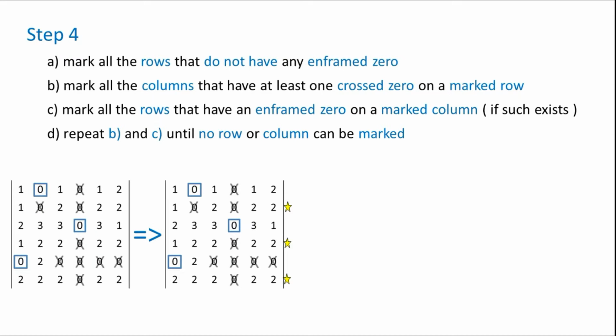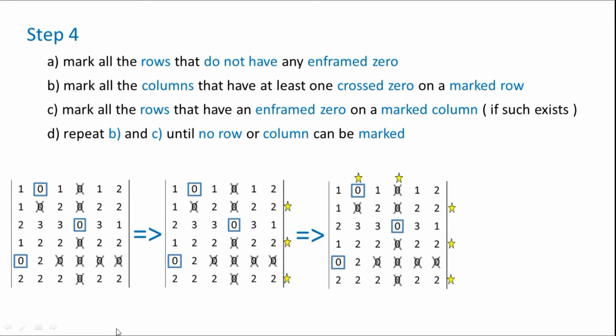Here we have again a set of rules that must be applied to our last matrix. First, we have to mark all the rows that don't have any inframe zero. Therefore, we mark rows 2, 4, and 6. Second, we mark the columns that have at least one crossed zero on a marked row. We distinguish columns 2 and 4, and we can see that column 4 has 3 such zeros.